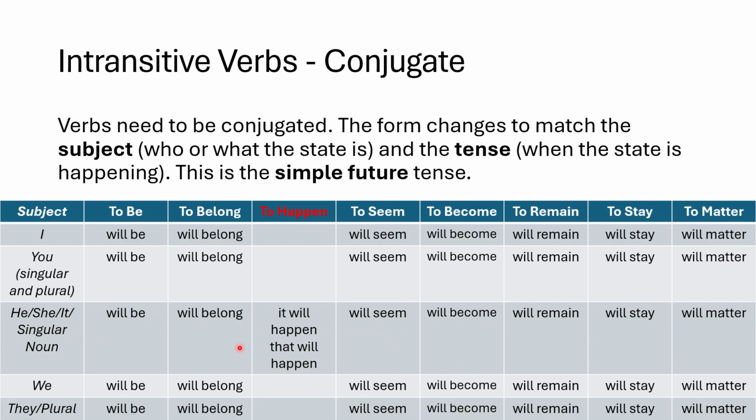I will seem, you will seem, he will seem, she will seem, it will seem, we will seem, they will seem. I will become, you will become, he will become, she will become, it will become, we will become, they will become. I will remain, you will remain, he will remain, she will remain, it will remain, we will remain, they will remain.